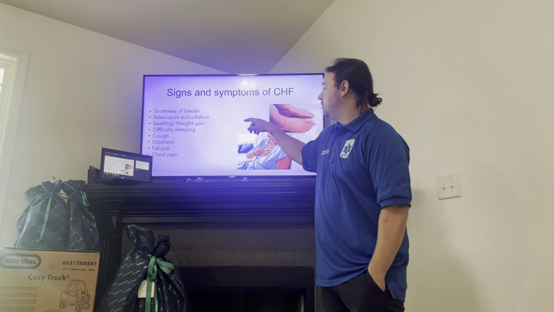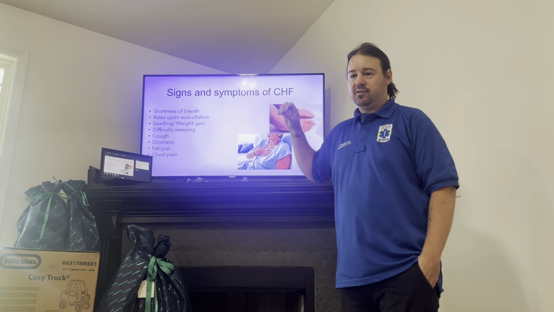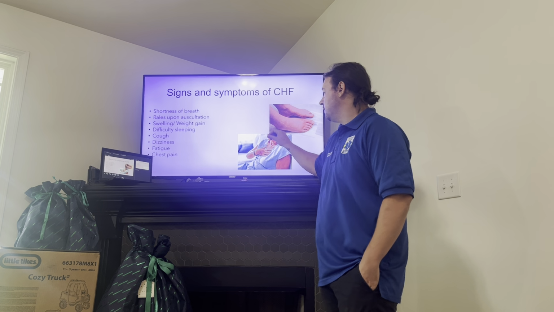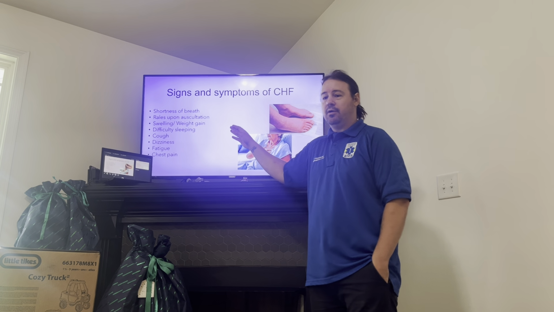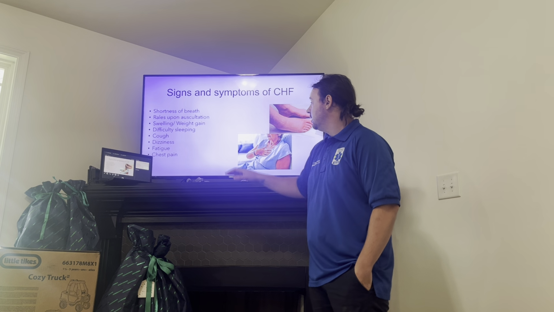And rales is just the term we use to describe fluid when we listen to lung sounds, okay? So rales means fluid in the lungs, right? And so if you're having shortness of breath and there is fluid backed up into the lungs, you may hear rales upon auscultation.